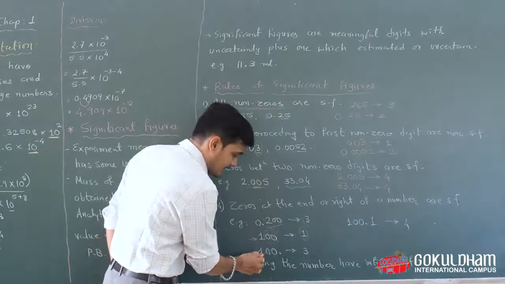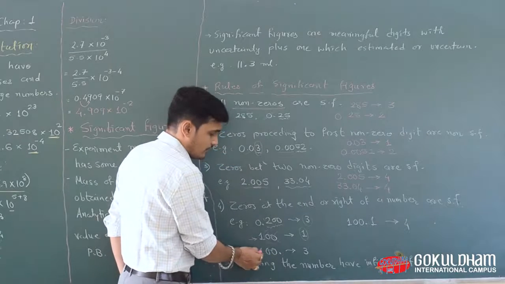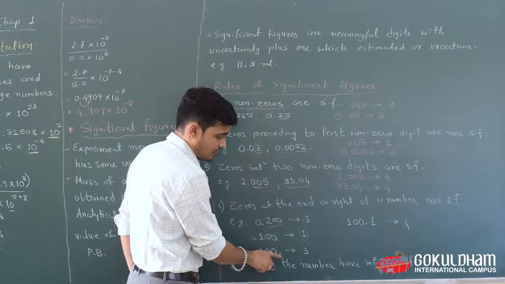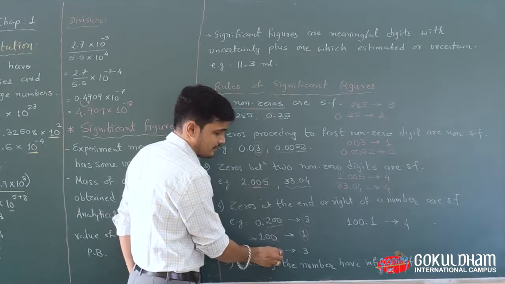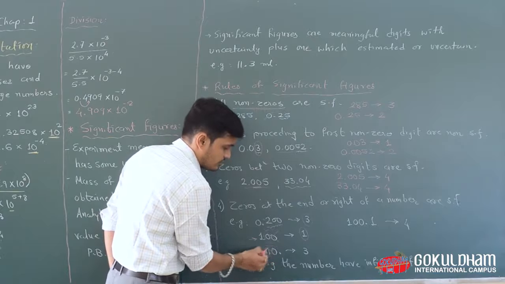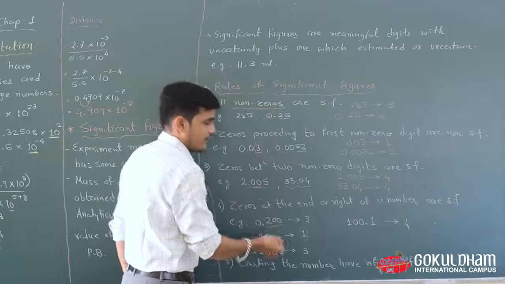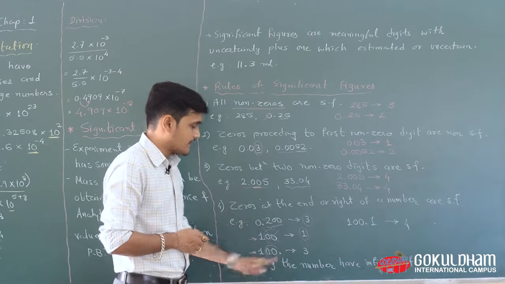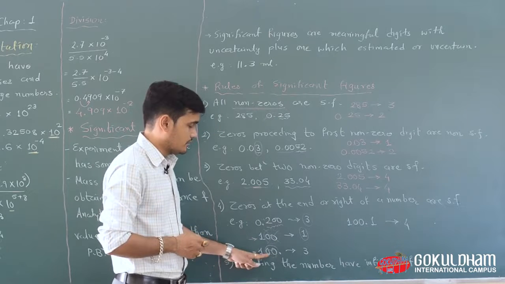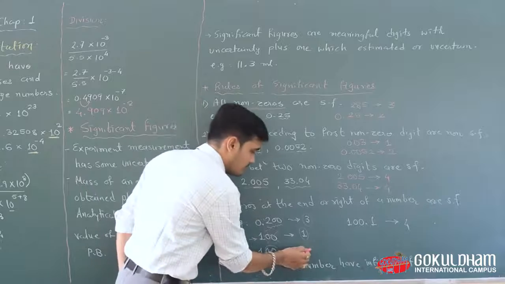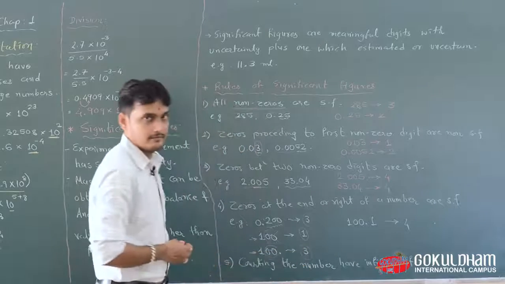In this second case, 100 is there, but after the 0 on the right-hand side there is a decimal point. So these zeros are considered as significant figures because of this decimal point. So 1, 0 and 0, the total significant figures becomes 3.